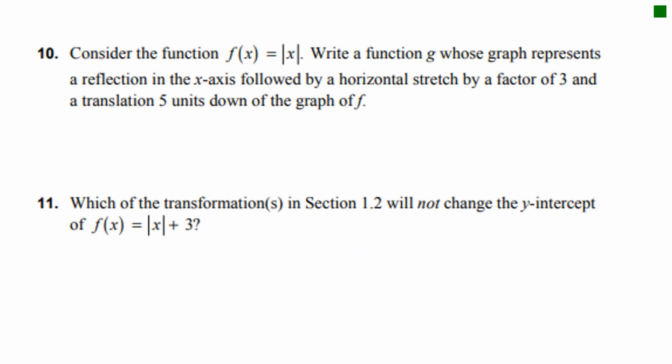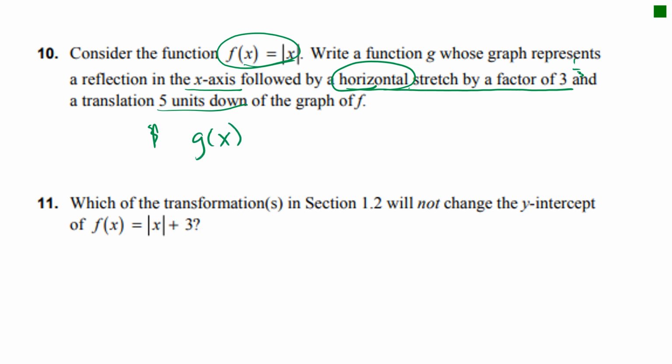All right, so what we have going on here is an original absolute value of x, a function whose graph represents a reflection in the x-axis, that means the negative on the outside, by a horizontal stretch. When I see this word horizontal, I'm going to automatically think to flip this. This will actually be 1/3. And then 5 units down means on the outside. Okay, so that's easy.